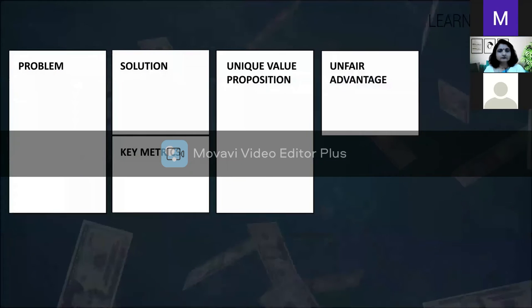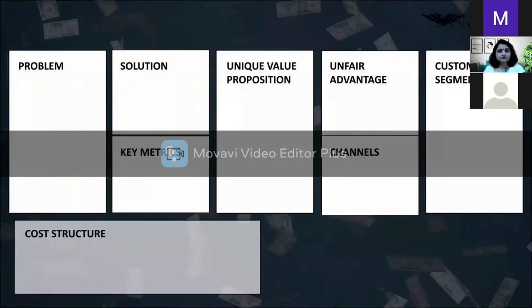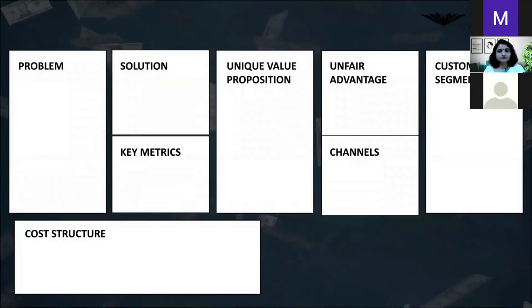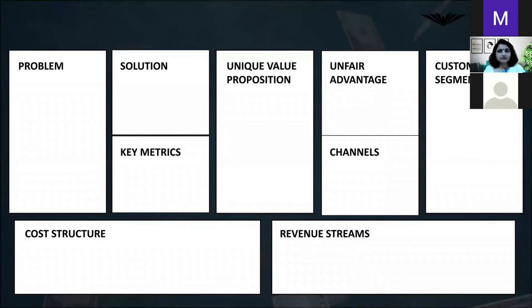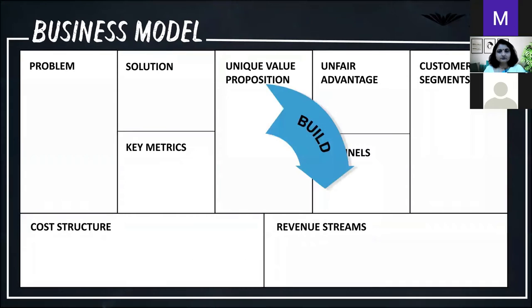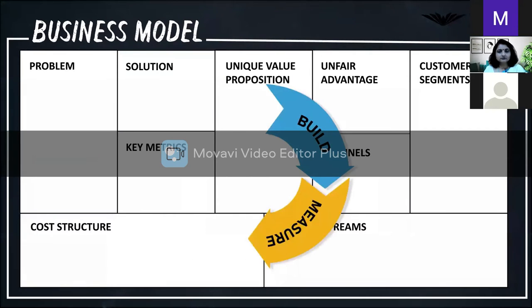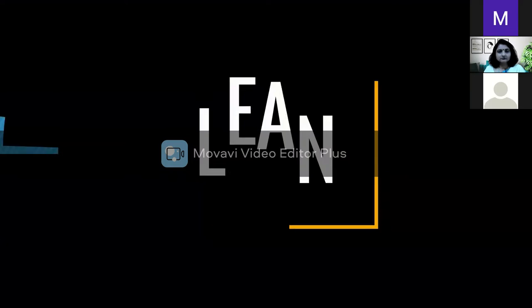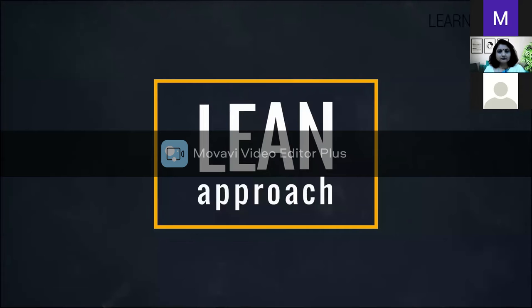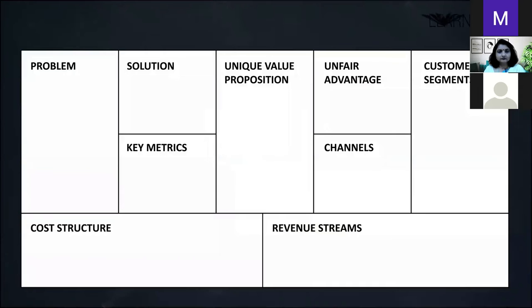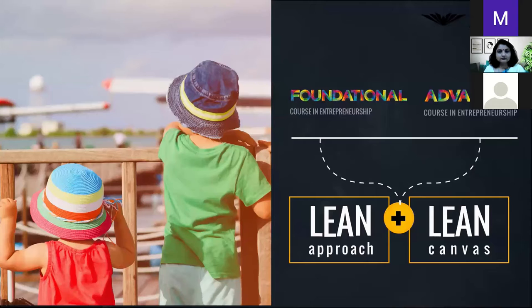In fact, there are many aspects to a business and they all have to work together to help you make money. Now, imagine a single simple tool or format that brings together all aspects of your business, like customer, cost, revenues, and helps you visualize how you will make money. This is called the business model. You will use your business model to build, measure, test, and learn all critical aspects of the venture, even while you are building your venture. And this is what is called the lean approach. And the simple one-page format that you will use to capture your business model is called the lean canvas.